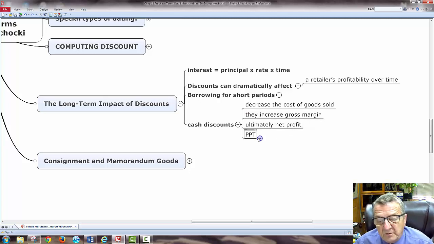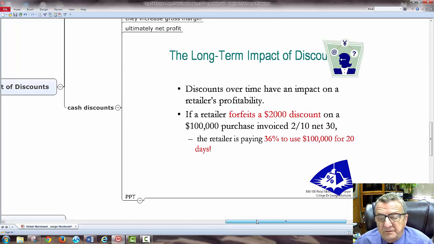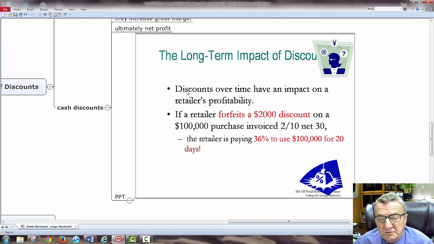And here's the thing, the PowerPoint, what do I have in here? It's just a regular formula. I'll leave it up there, look at it, right? So it says discounts over time have an impact on retail's profitability.